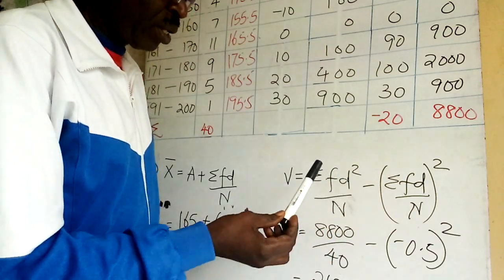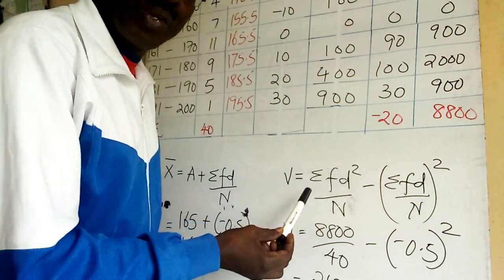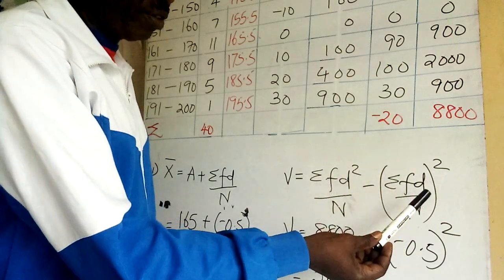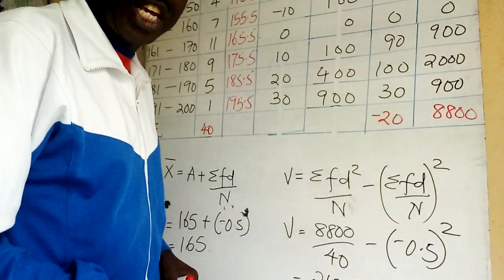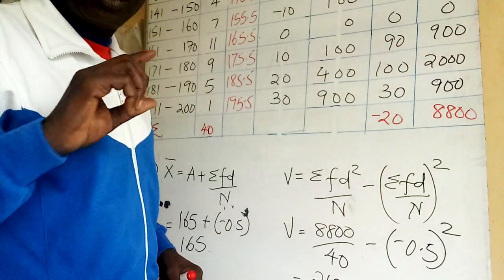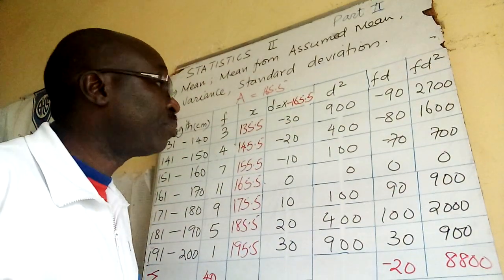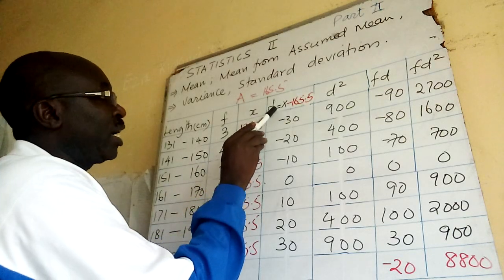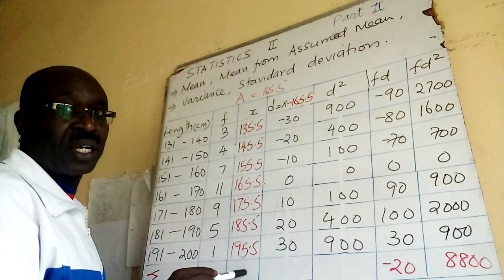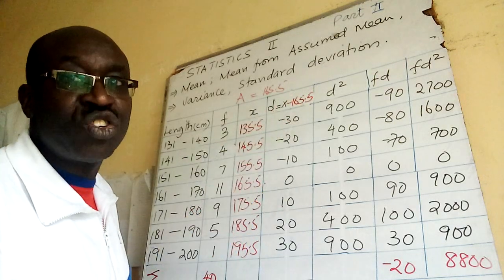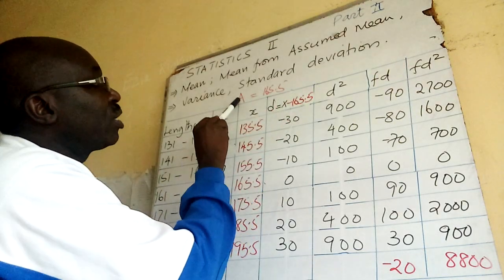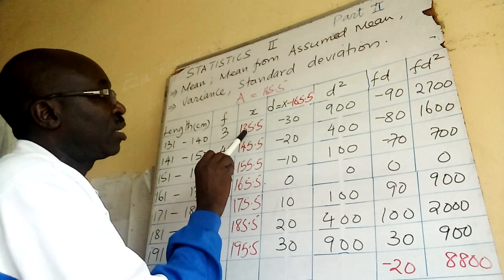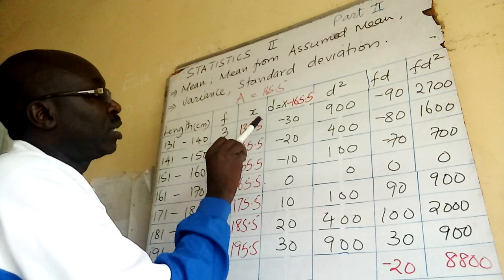X has been substituted by d. That's what I'm trying to tell you. Even here there was x, but now we put d. Okay? So we go up again. This is how we get d. You take values of x, subtract the assumed mean. We have been given assumed mean as 165.5. So when you subtract 135.5 minus 165.5, you get this, negative 30.